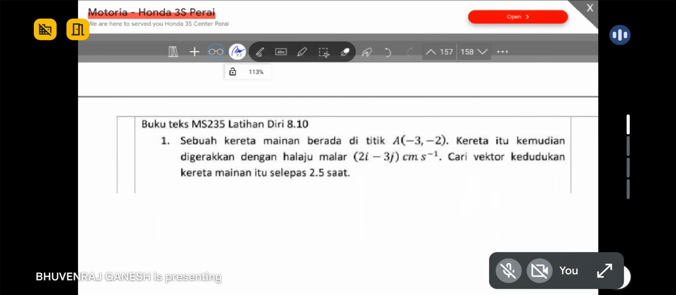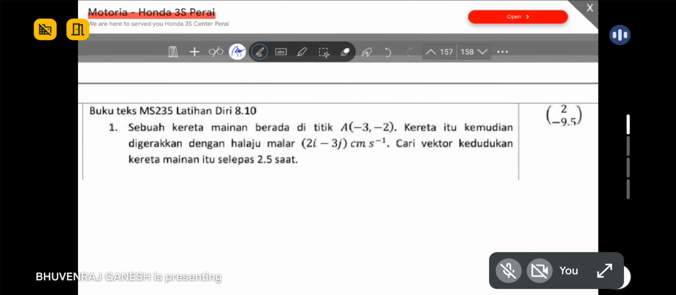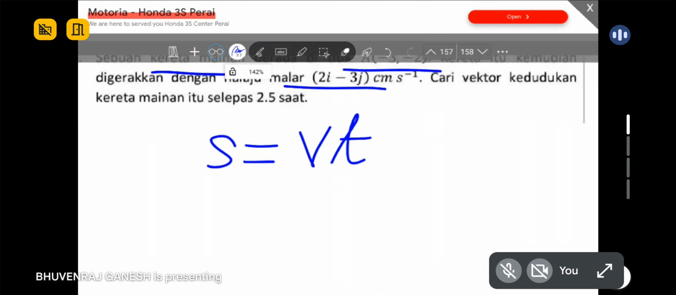All right, so next question, guys. Another question on your daily life. Okay, aplikasi harian. So this one is talking about toy car. So they say toy car is at the position of A, -3, -2. And then it moves with a constant velocity. Okay, one more thing, guys. You all must remember, when you guys use this formula, right? S is equal to Vt. Do you all still remember this formula?